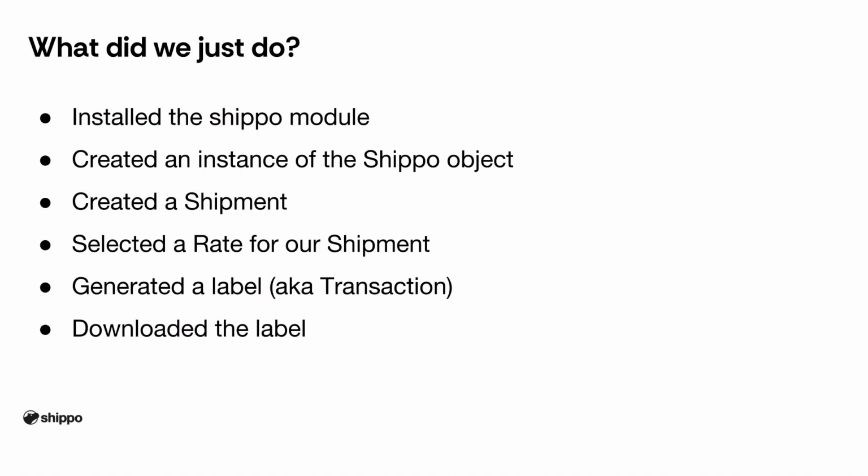So what did we just do? Well, first we installed the Shippo module from PyPI. Then we created an instance of the Shippo object, which gives us the access to the Shippo SDK namespace. Then we created a shipment object. And because we did not use asynchronous rating, we went ahead and downloaded a list of rates that we could use. We then selected the rate that we'd like to use for our shipment, and again, I just simply sorted them by how much they cost, and I chose the least expensive one. Then we generated a label, also known as a transaction in Shippo parlance, and then finally we downloaded the label just so we could see the actual final output.